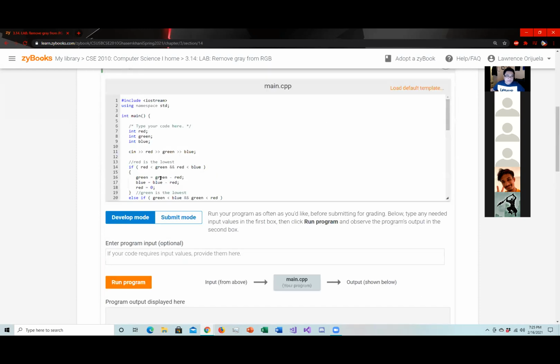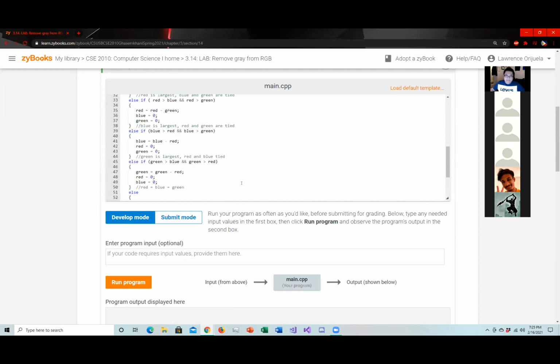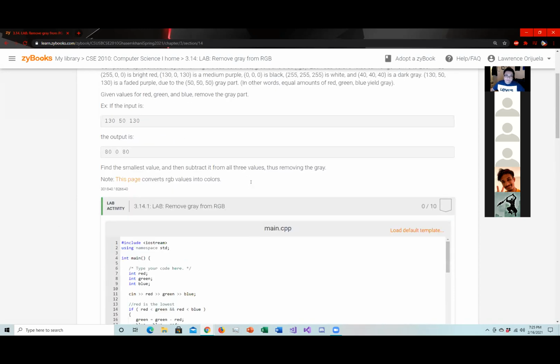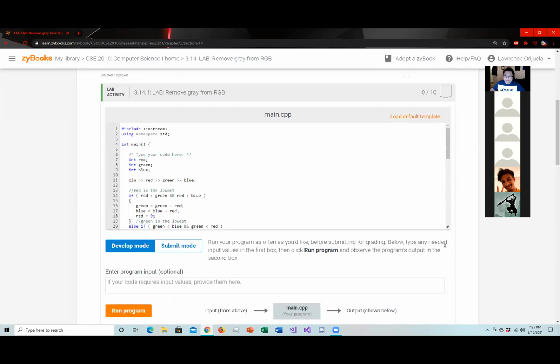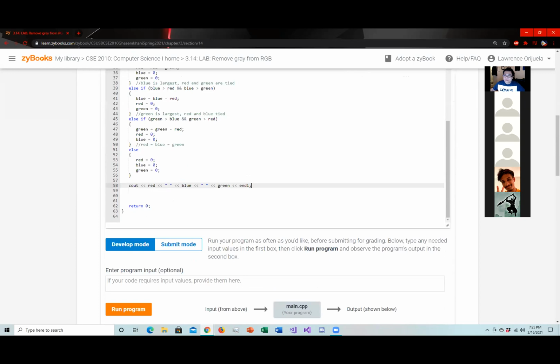So cout red, space, blue, space, and green, endl. I think this will work, right? Does anyone need to see the whole thing? I do. You do? Oh, let me see if I can.